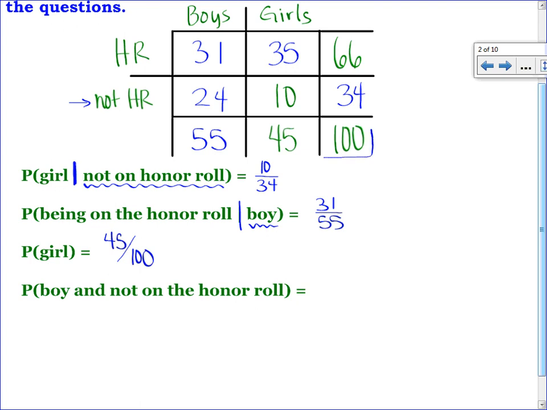Probability that you pick a boy and this boy is not on the honor roll. No vertical line. So that means we're looking at everybody in the class, but we want to pick the boys not on the honor roll. Boys not on the honor roll is right here. So you've got to look for that vertical line. The big part is just getting the table filled in, and the rest of it kind of falls into place.